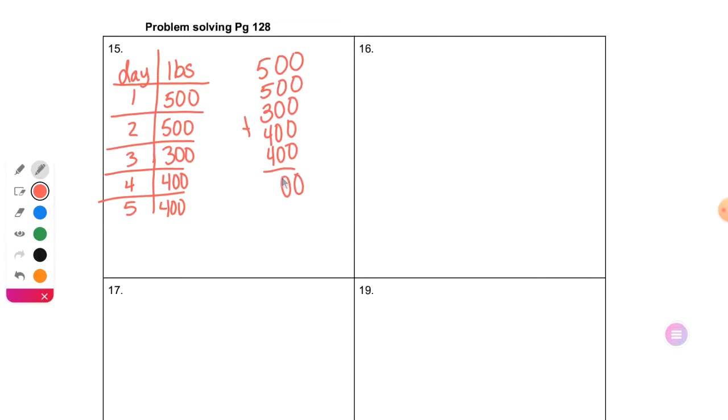Lots of rows of zeros. Let's add that column together. What's 5 plus 5? 10 plus 3? 13. Plus 4? 17. Plus 4. 2, 1. So my answer would be about 2,100 pounds of apples.